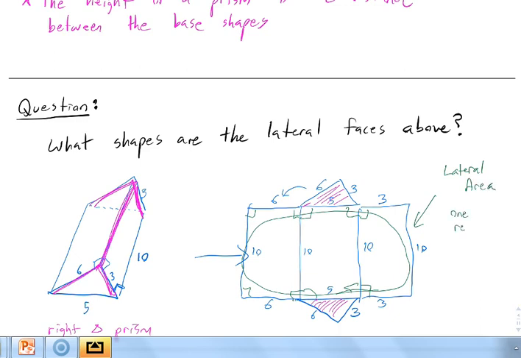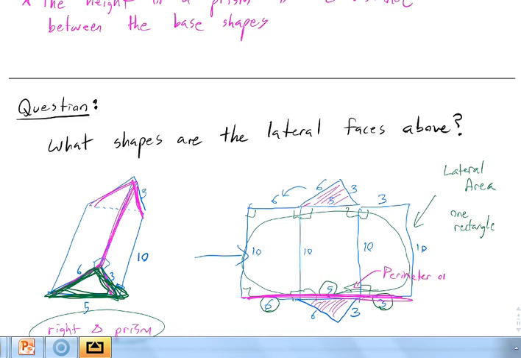1 rectangle, right? And what are the dimensions of this 1 rectangle that we just opened up? And this is of any right prism. If we open it up, we get a rectangle. So let's look. On the bottom, we have 6 plus 5 plus 3. That could seem a little specific to this problem, but in general, 6 plus 5 plus 3, 6 plus 5 plus 3, that's the distance around this shape. So that is just the, down here, I'll do it in pink, this is the perimeter of the base shape.